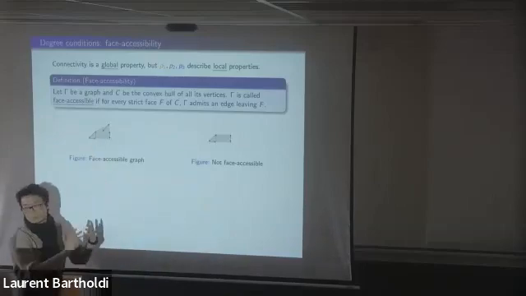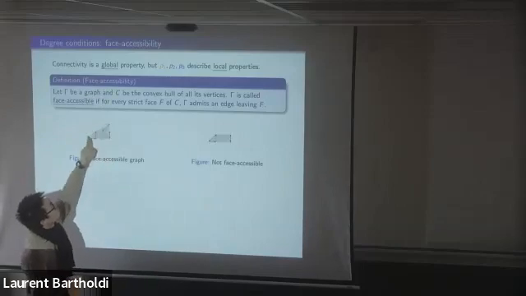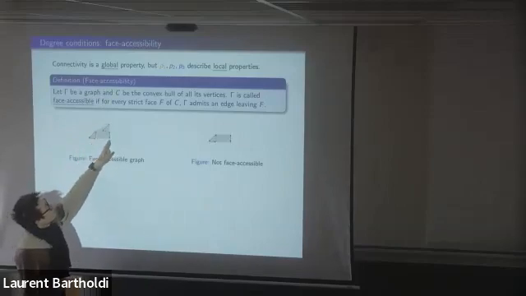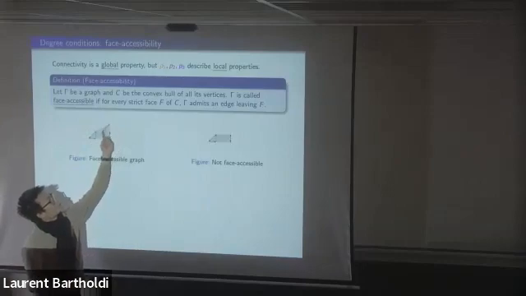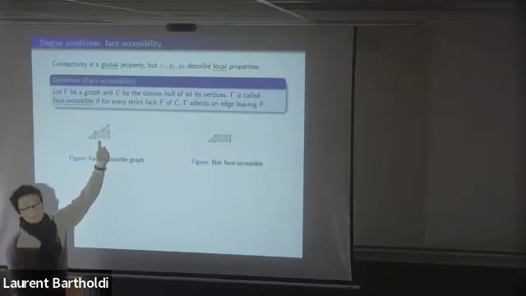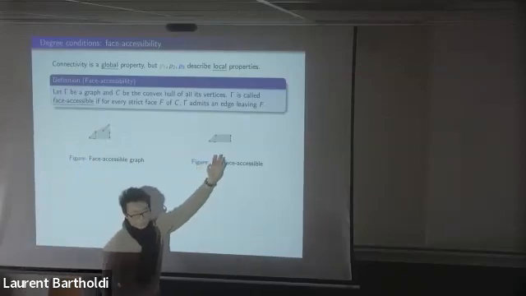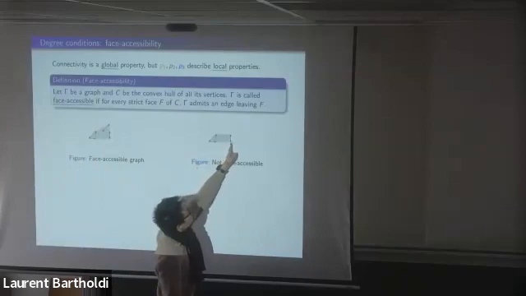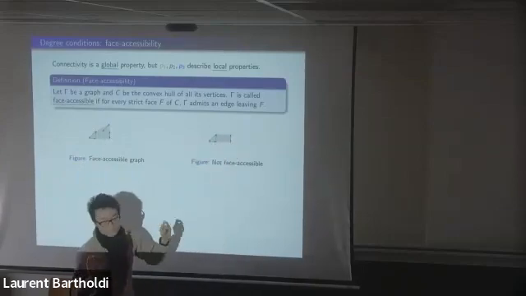So let's look at, for example, the graph on the left. It is phase accessible because if we take any strict face of the convex hull, the convex hull here is the gray area. For example, if we take this strict face here, there's this diagonal edge leaving this face. If you look at the bottom face here, then indeed there's this vertical edge leaving this bottom face. So if we take any strict face, there's an edge leaving. Whereas if we look at this graph here, we take this strict face on the right, there's no edge leaving this face. So it's an isolated, not accessible face here.